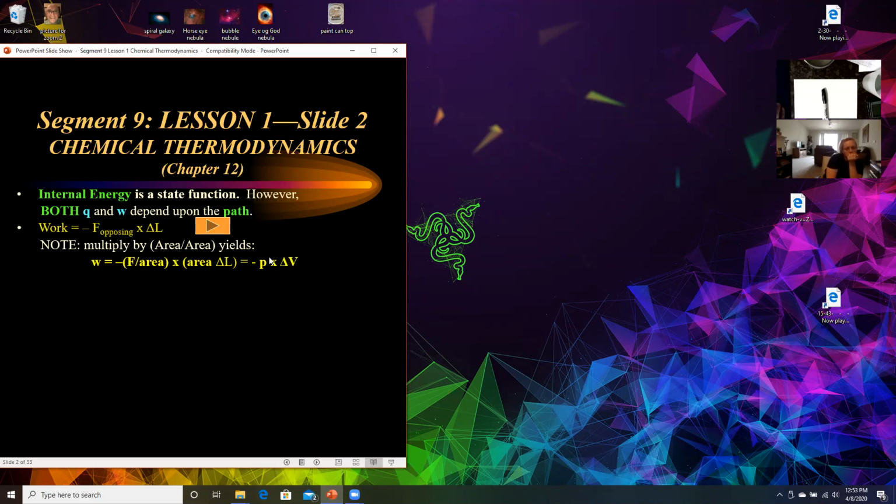For example, we call it atmospheres of pressure sometimes, and we call that 760 millimeters of mercury and all of that. But atmospheric pressure is 14.7 pounds per square inch. So any of these is actually force divided by area, which is pressure, regardless of the units that you put it in. Area times length, well, that's volume. So for a gaseous system, work is minus P delta V.